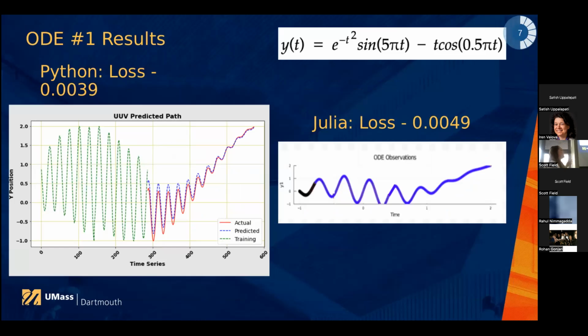So this was our first result. It is that same equation, like I said. On the left-hand side, we have the results of Python. So it performed quite well. There are a few discrepancies that you can see in the oscillations that it didn't quite match up. But the loss was pretty good. Julia was fairly similar. So this was training on 50% of the data and we had 600 iterations.